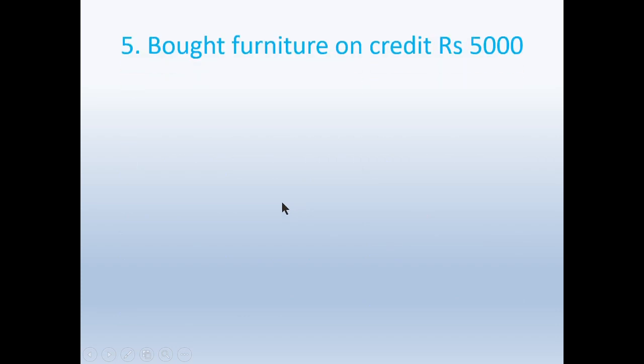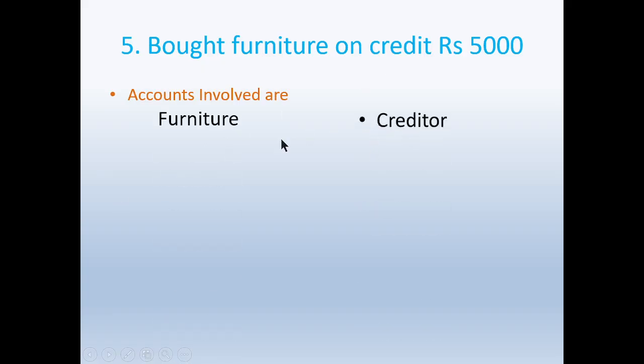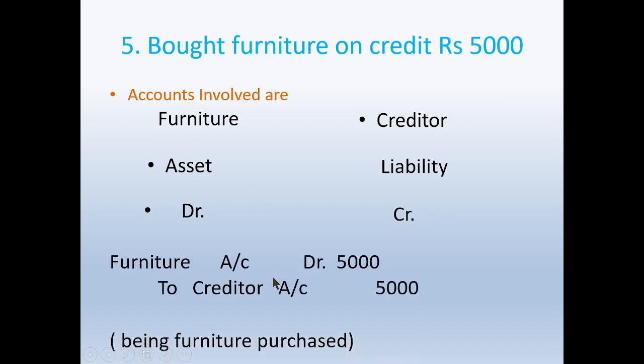Next, bought furniture on credit rupees 5,000. Here furniture purchased by the business, but the amount not paid yet. So it is credit. Furniture account and creditor account. The name is not mentioned, so common name creditor. Furniture is an asset. Future benefits are there, so asset. What is the balance of asset? Debit. Creditor, it's a liability. So what is the balance? Credit. How to write the journal entry? Furniture to be debited, creditor is to be credited. So furniture account debit to creditor account, being furniture purchased.